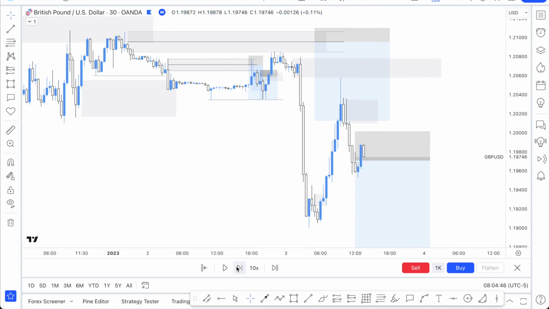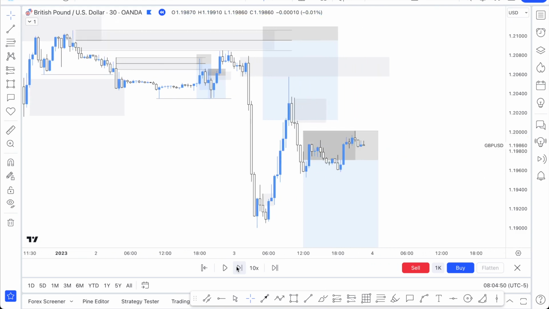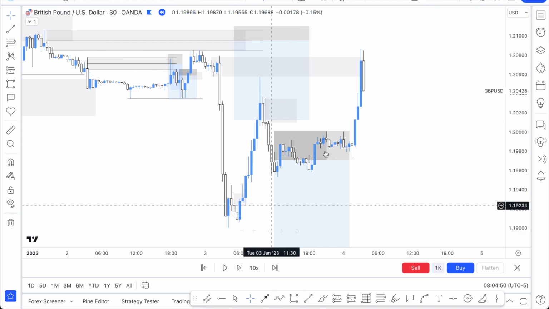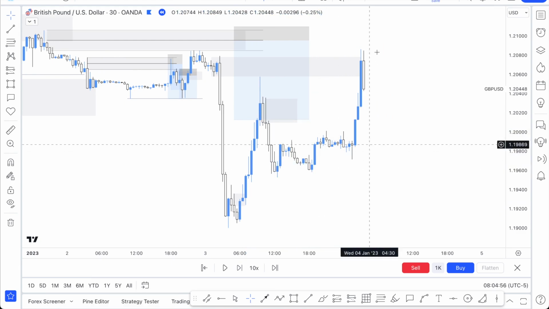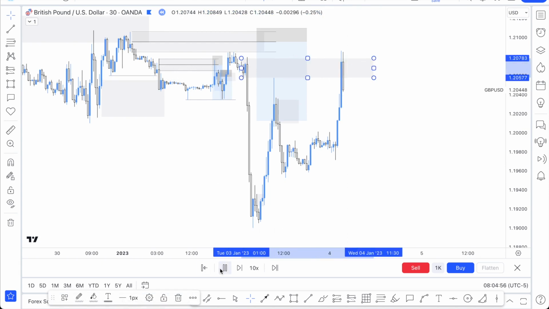Nope, price is not doing so well. Okay, there we go. This is not good. Not good yet. Okay, boom, price took me out. So in this case, I'm still interested in selling here. Let's continue here.